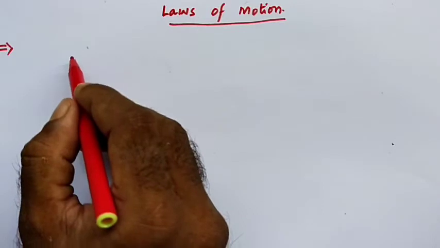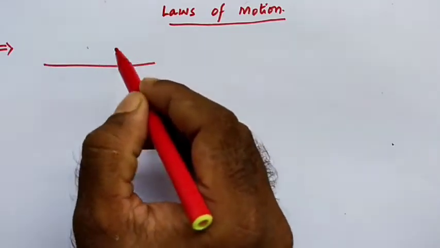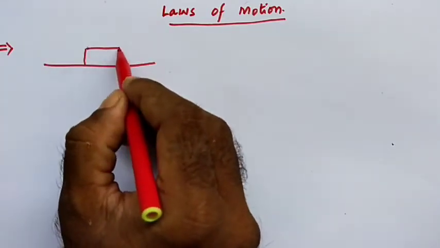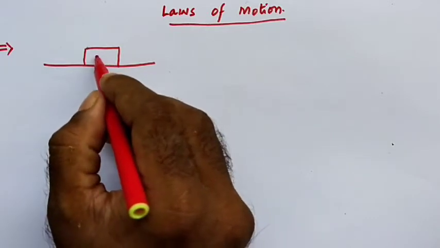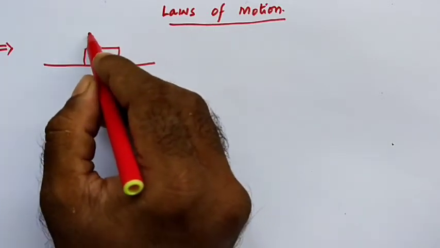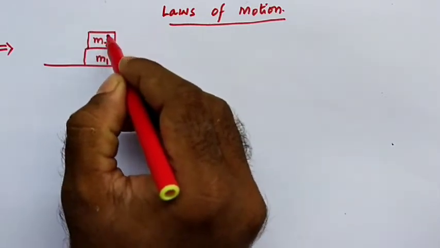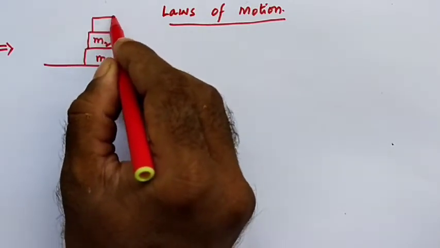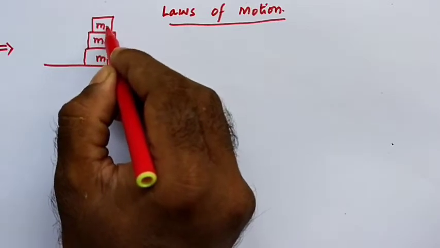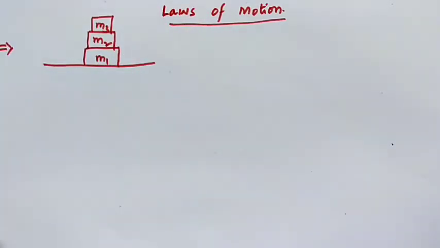So now let us consider another case. There is a surface. On the surface there is an object of mass m1. On m1 another object is placed, m2. On m2 another object is placed, m3. Now this is the situation. Now let us draw free body diagrams for each and every body.